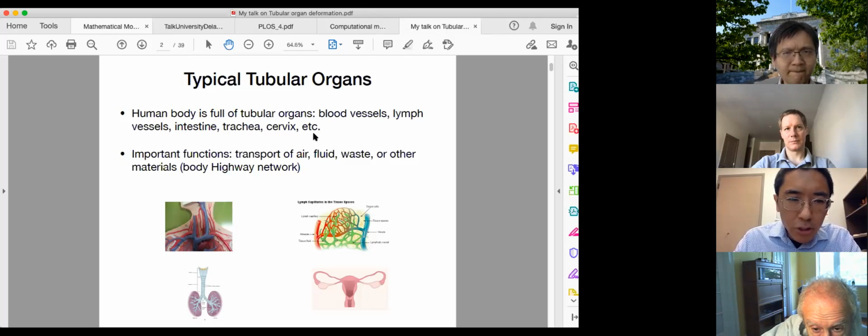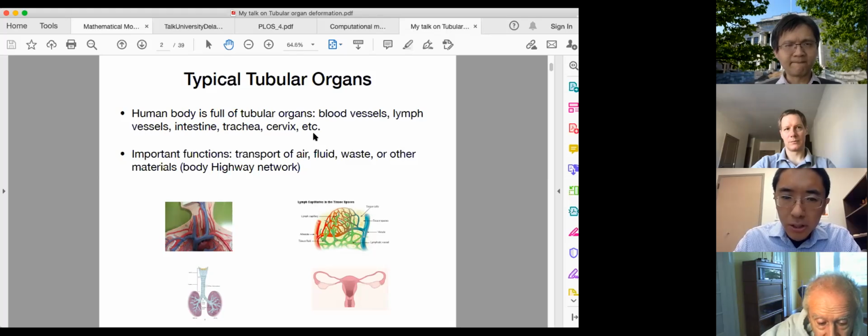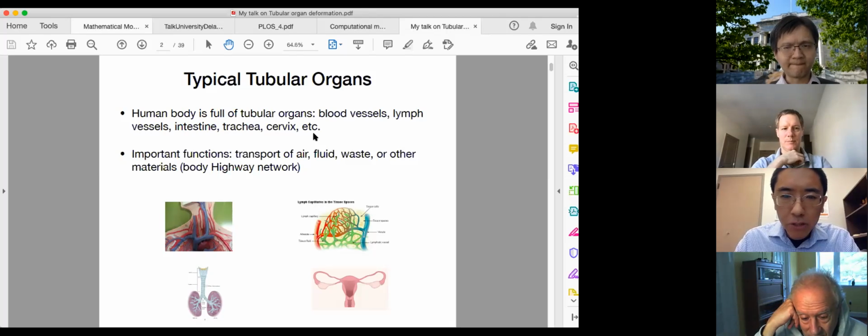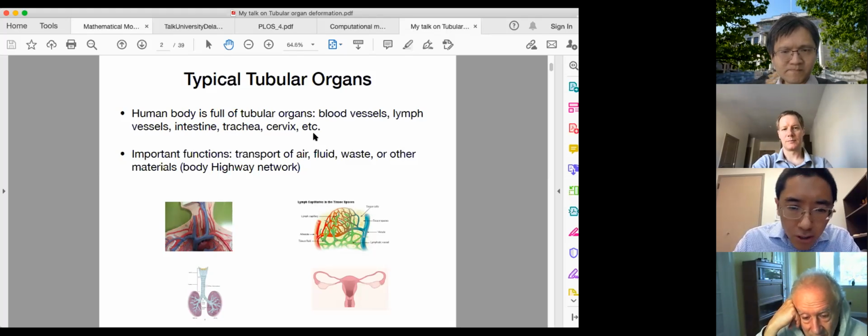Also for the tubular organs, some are open, some are closed. For example, the airway is always open because we need to breathe air into our lungs. And the blood vessels are always open. For the closed ones, like the esophagus, where we swallow food, it's closed, and only opens when we swallow the food. Many other ones, like the cervix, are also closed.